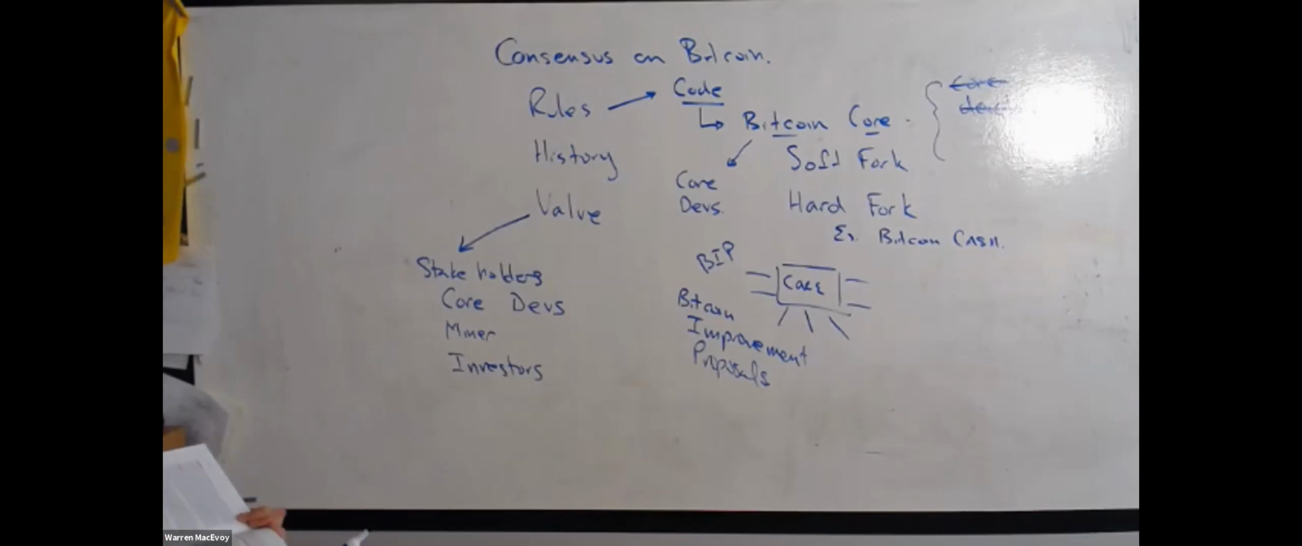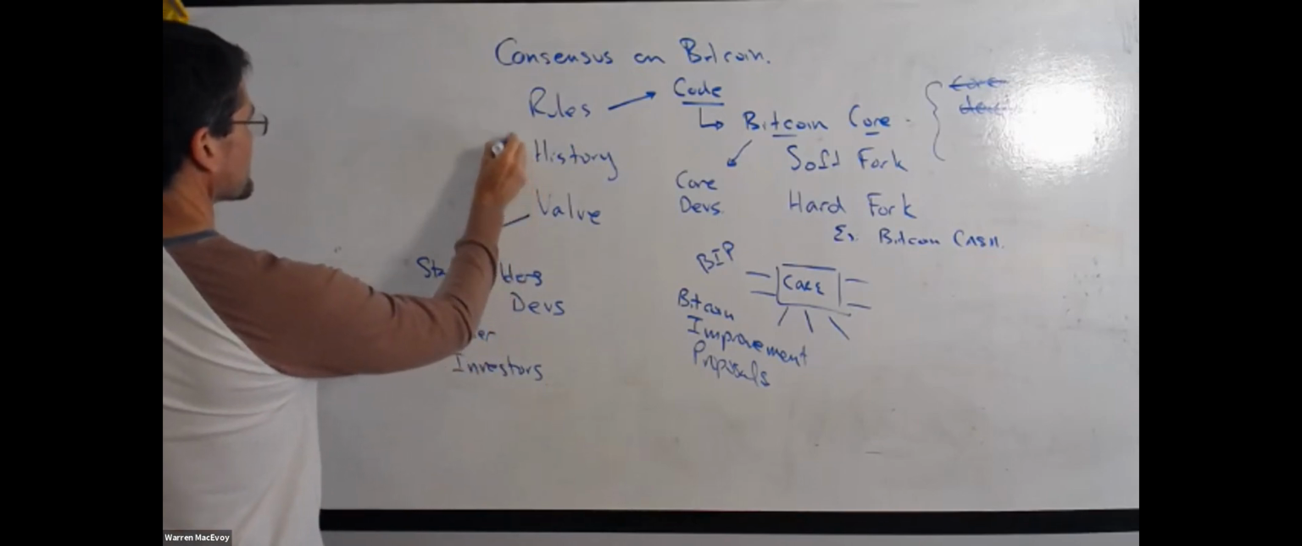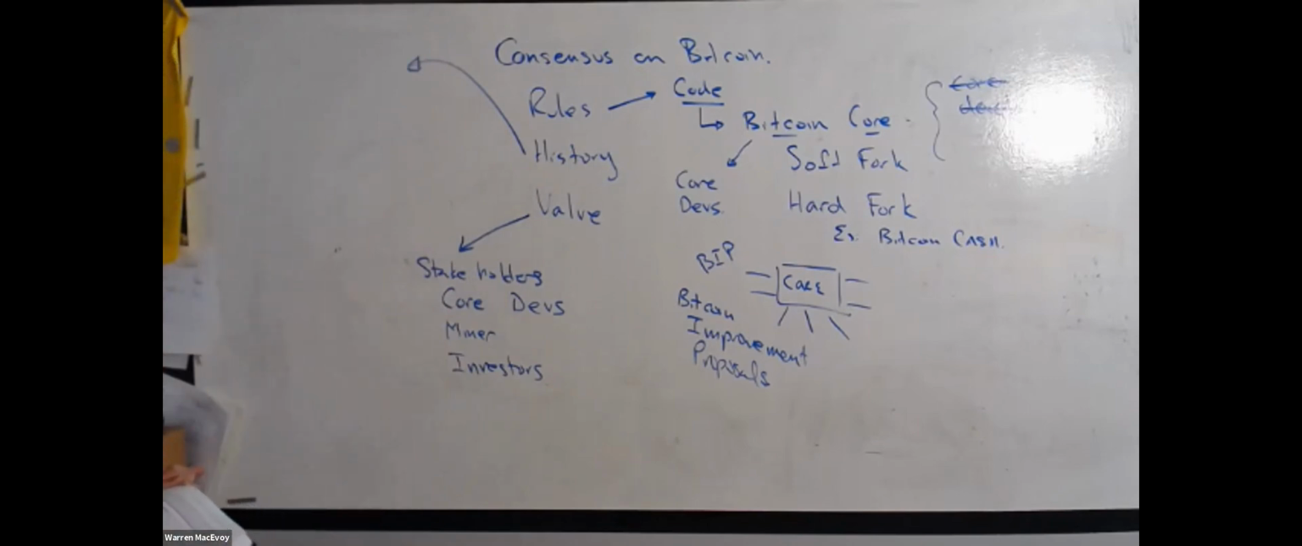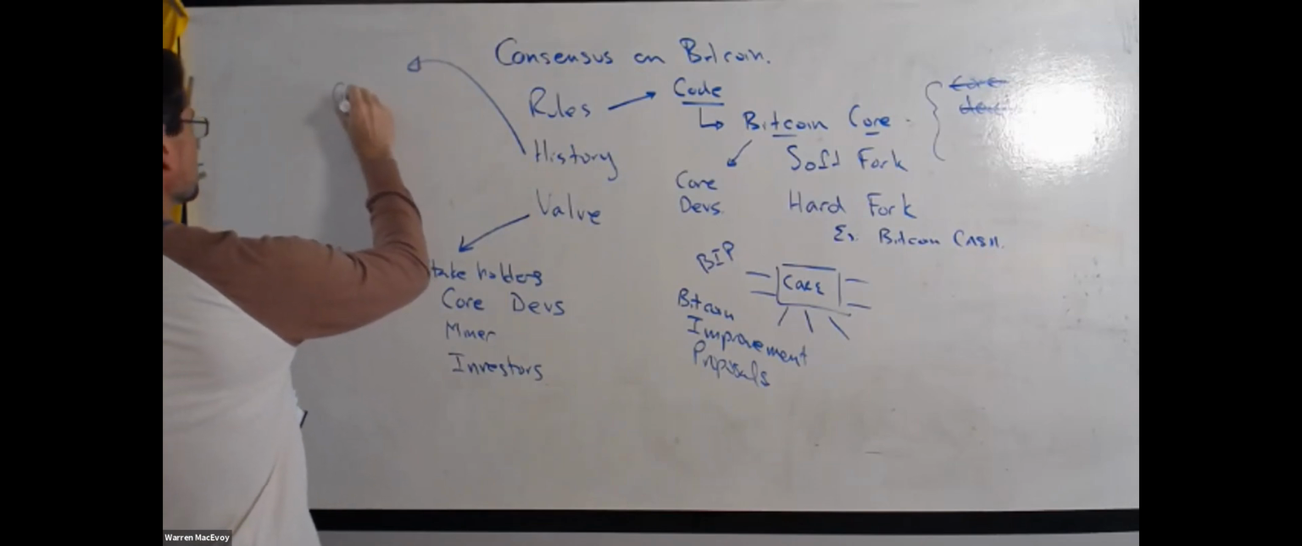So, roots. Let's see, history, value. I guess that is history. So the roots of Bitcoin. I guess we can draw a line out that way. Where did Bitcoin come from? This was talked about in the other book, but cypherpunk.